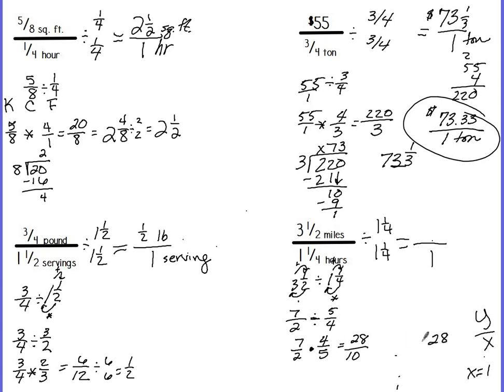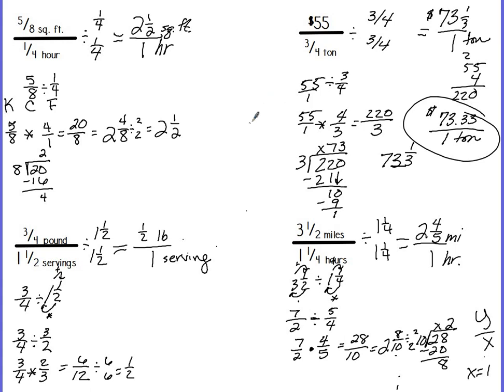So I have 28 pieces. 10 are going into each group. 10 can't go into 2, but it can go into 28 2 times. And we're left with 8. So this is 2 8/10. And we know both of these can be divided by 2. So I end up with an answer of 2 4/5 miles per 1 hour.